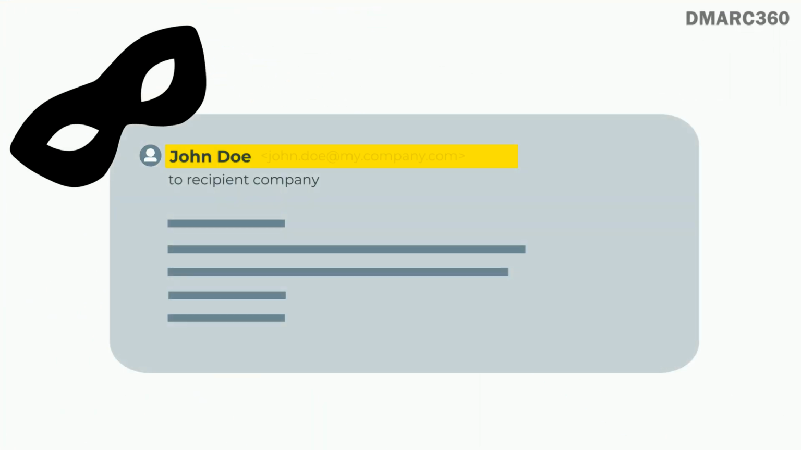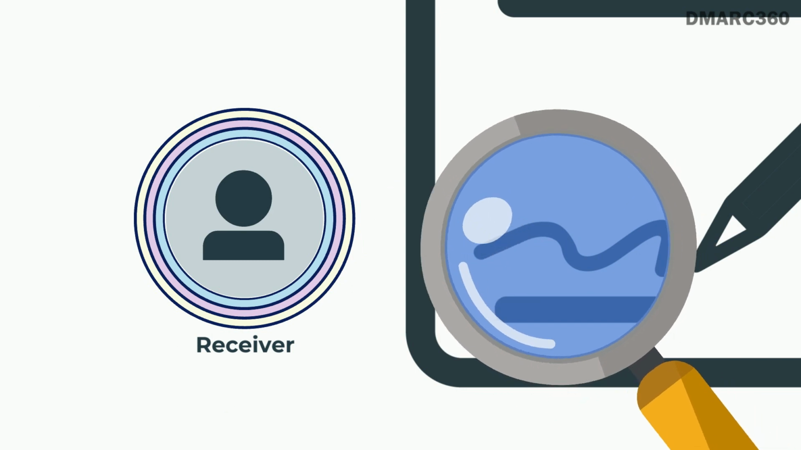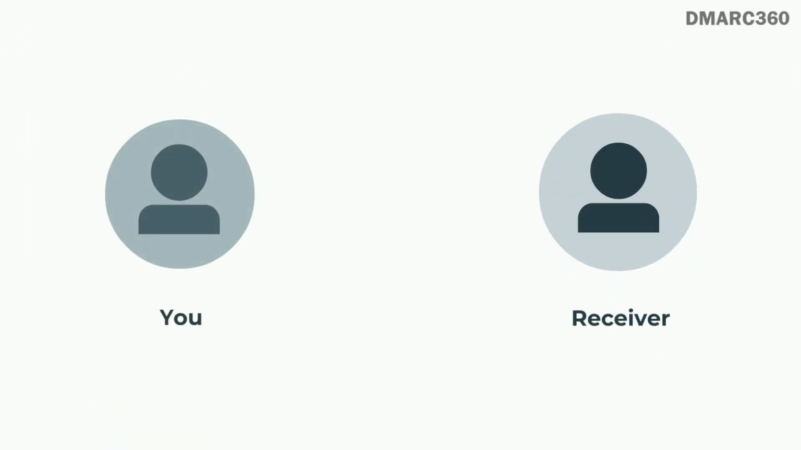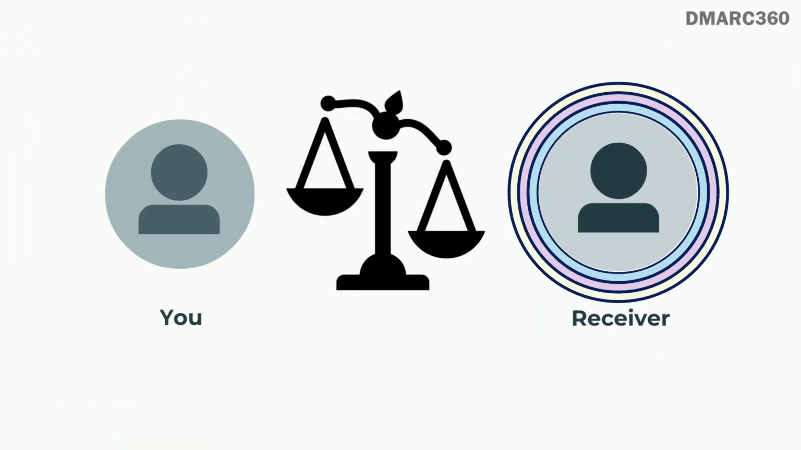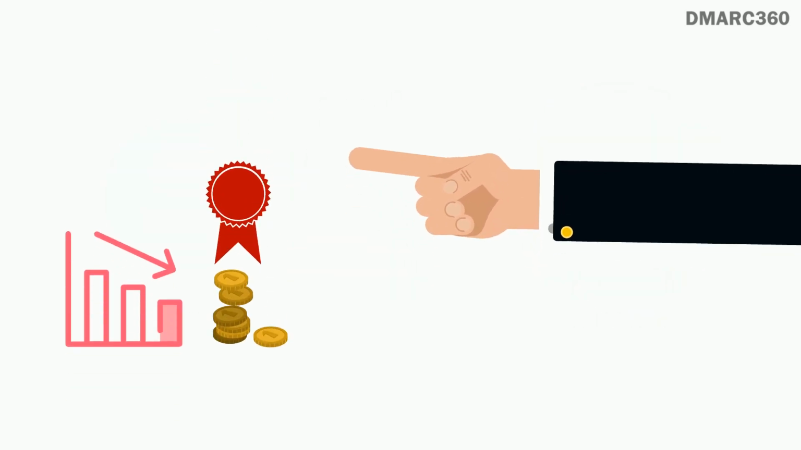If an attacker impersonates your company emails, the receiver is responsible to check for the digital signature. Failing to do so makes them responsible, thus shifting the liability onto them. They cannot hold you responsible for any of their losses.